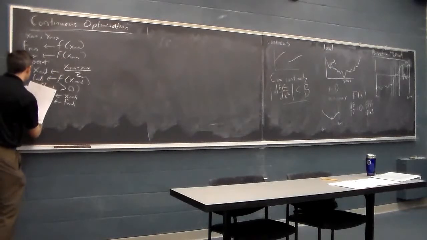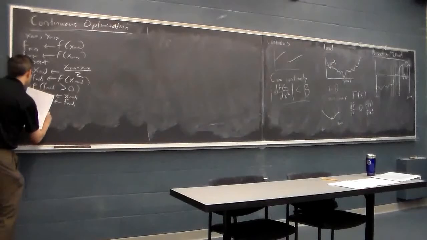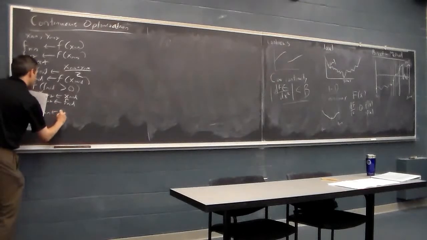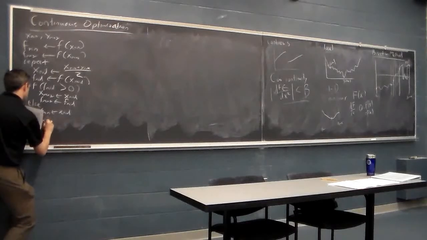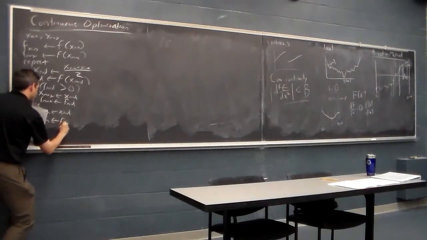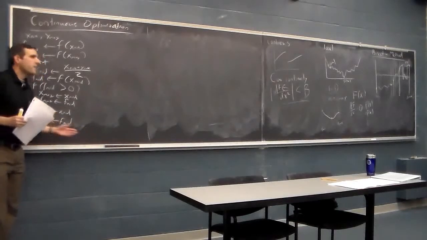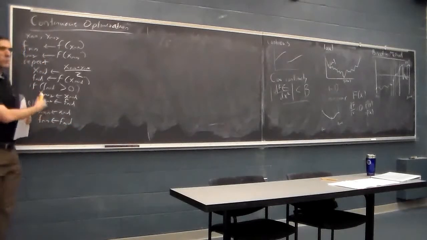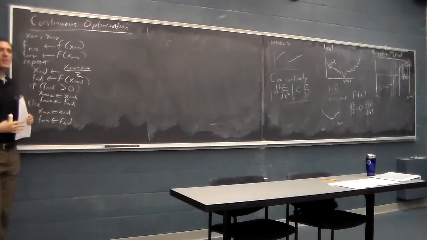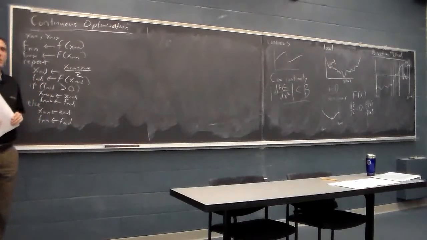And otherwise, we're going to shift the left endpoint. So say xmin gets xmid, fmin gets fmid. And then we're simply going to go back to the repeat and do this again and again. That's going to shrink the interval.